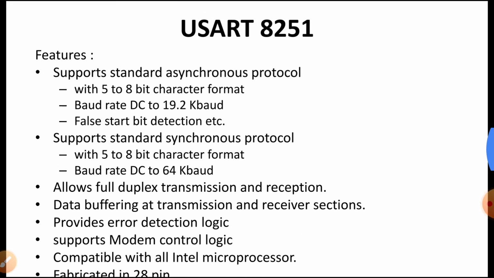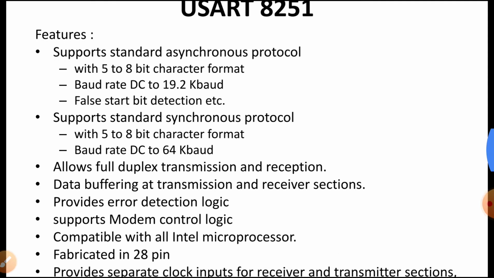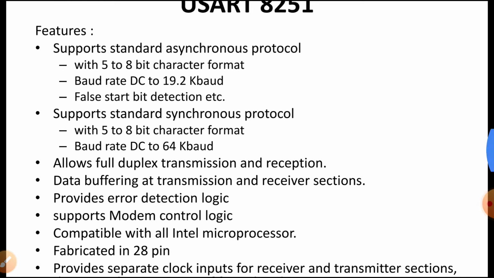So, what are the features of USART? It supports both asynchronous as well as synchronous protocol, with certain capabilities. In case of asynchronous, 5 to 8 bit character formats can be used, with a baud rate from DC to 19.2 K baud, as well as false start bit detection.